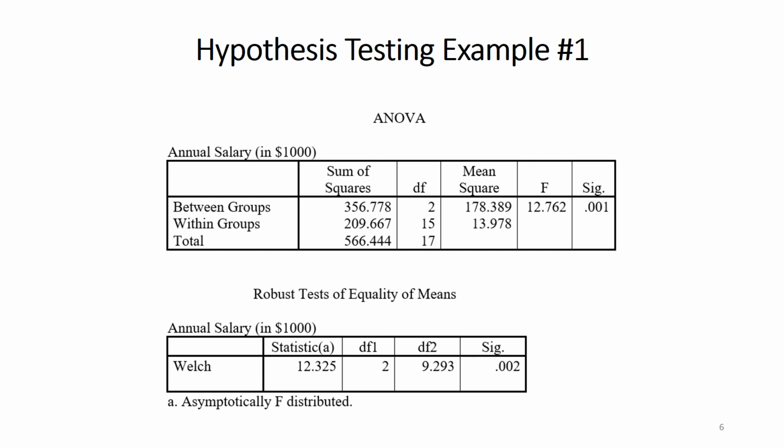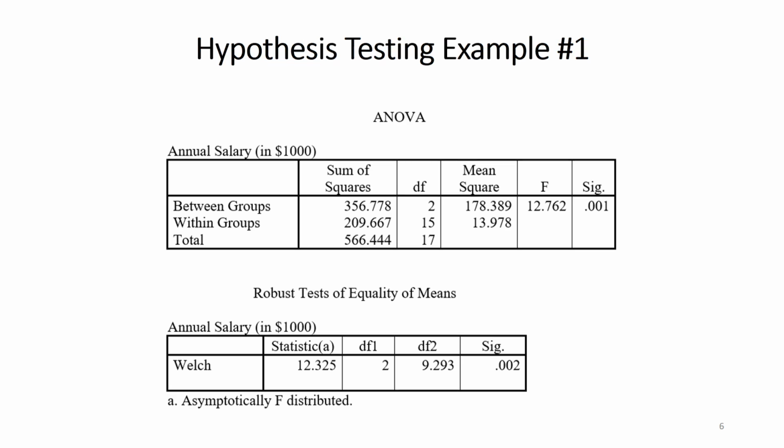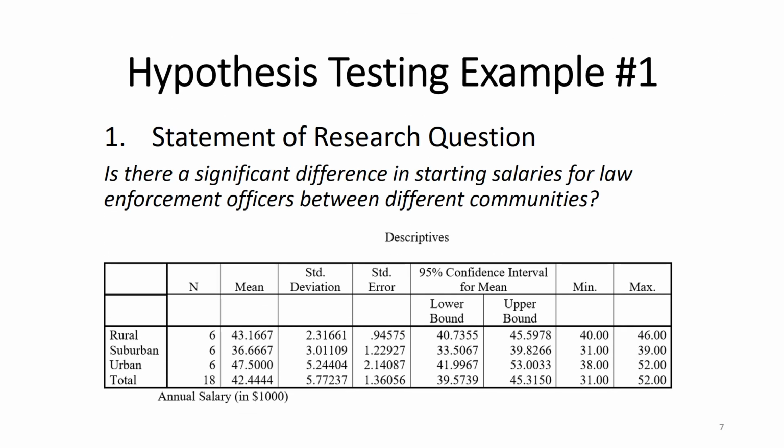All right, so let's go ahead and dive into our hypothesis testing steps. So let's go on to the next slide. So in this particular question, we start off with our statement of research question. So we ask the question, is there a significant difference in starting salaries for law enforcement officers between different communities? So I look at our descriptive statistics box that we saw a couple slides ago, where once again, we have the dependent variable annual salary listed down below it. Then in our very first column, we have the different levels of our factor being the location.